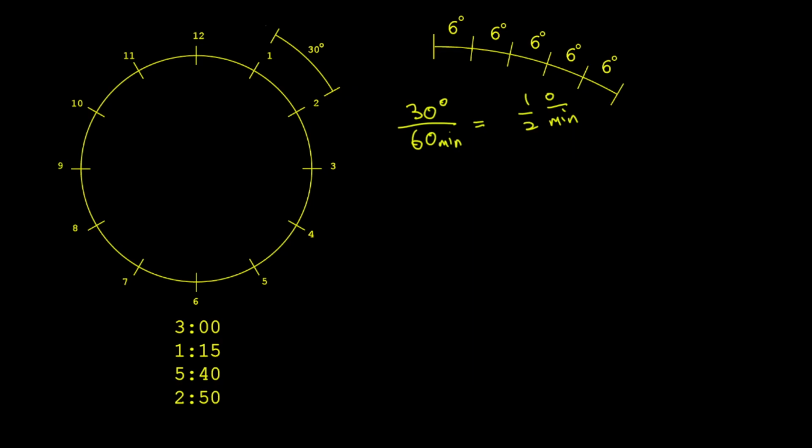So now let's start off with an easy one, 3 o'clock. The hour hand points straight at 3, the minute hand points straight at 12, giving us an angle of 90 degrees.